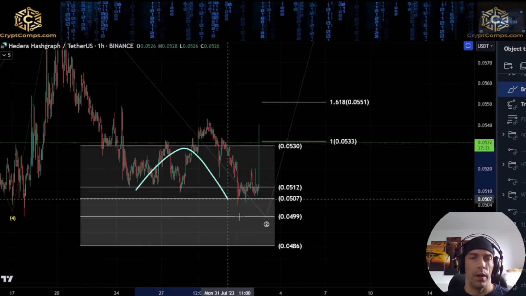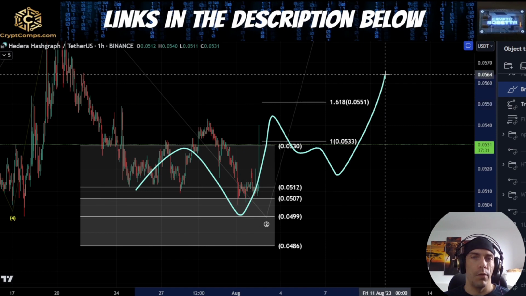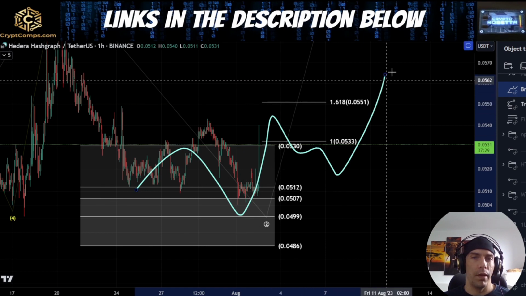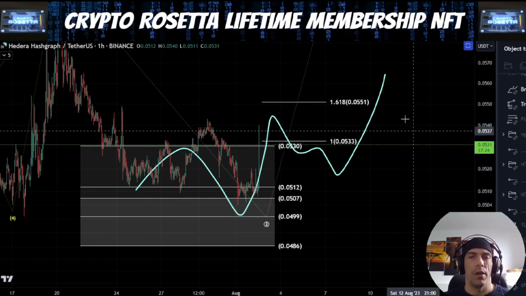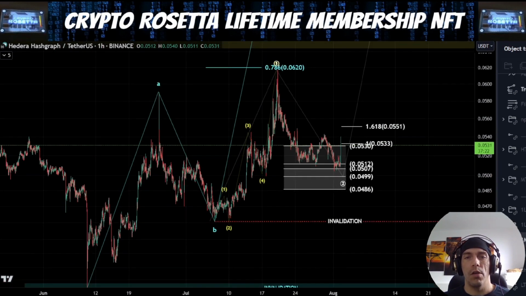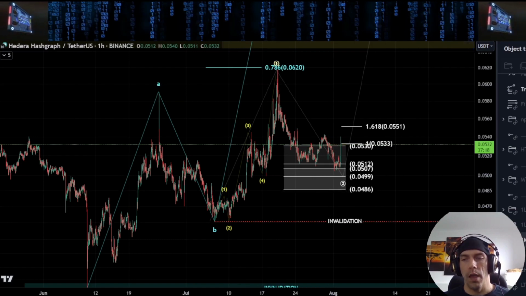If we see something like this as a flat, then we get 3 waves down, and then we see another 3-wave move up like this. Effectively, this could all just be a bigger corrective move, and we could still look to break down. So we need to be careful of that bearish scenario. As long as we hold this support zone, we do have that potential to push to the upside though.